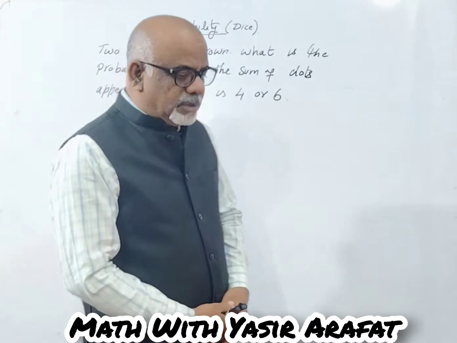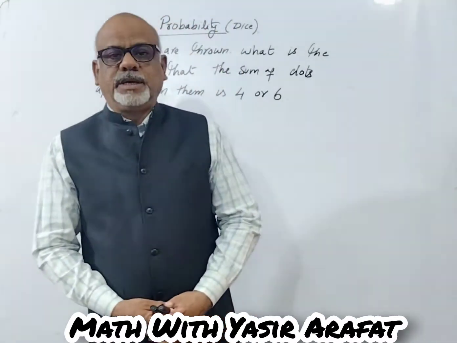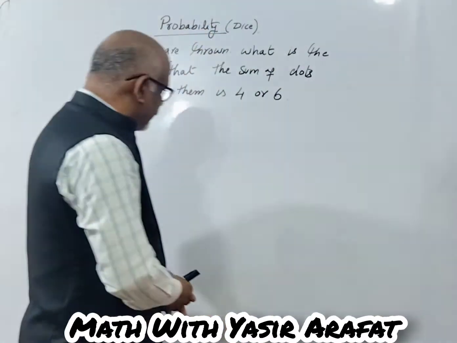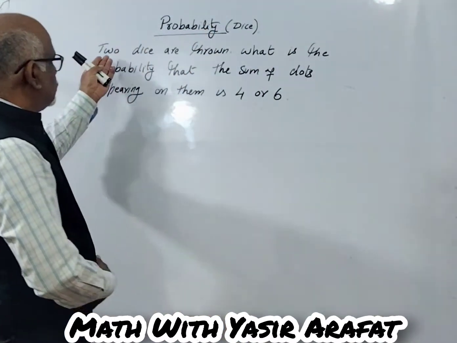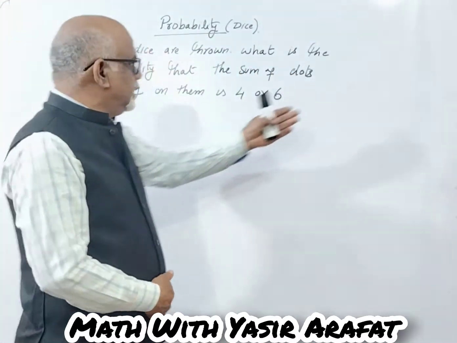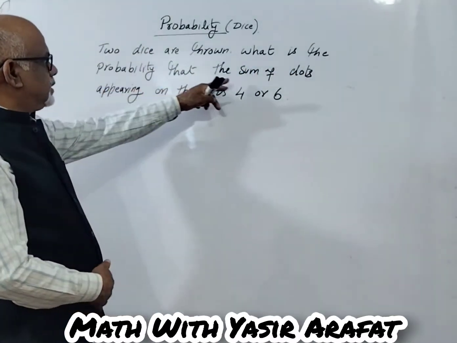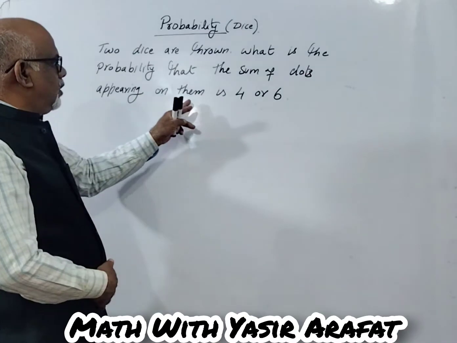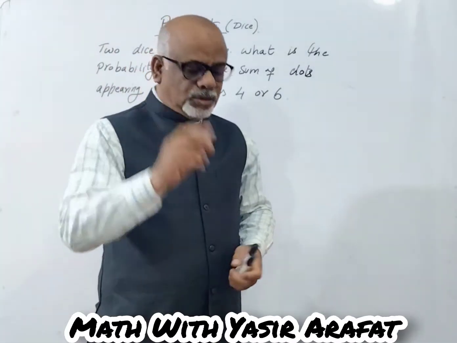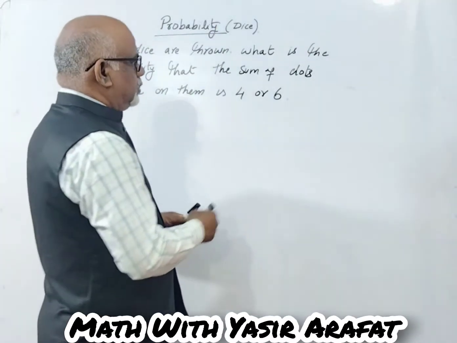Today we are going to discuss how to find out the probability when two dice are thrown simultaneously. Here, two dice are thrown. What is the probability that the sum of the dots appearing on them is 4 or 6? Here, two dice are thrown.